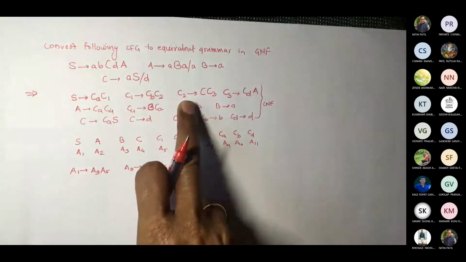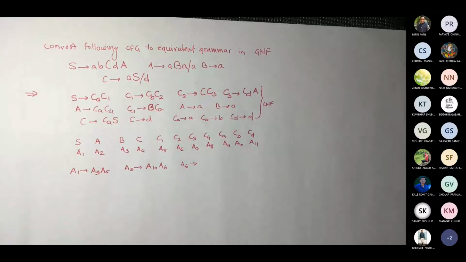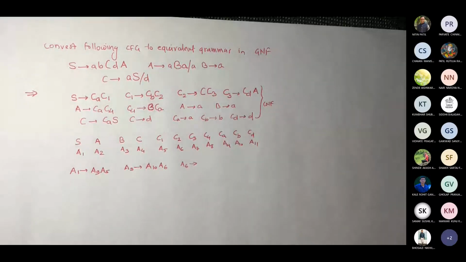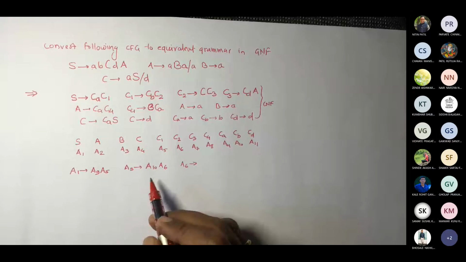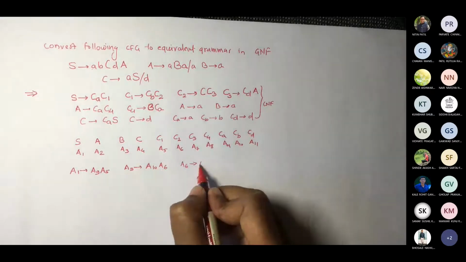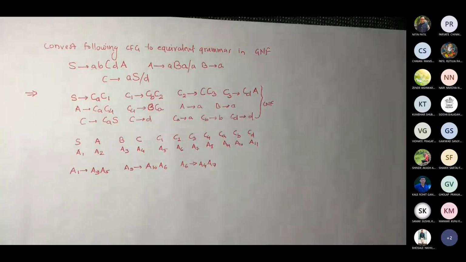Manisha, you have to tell me this one. C2 gives C C3. A6 gives A7. It is C3, right? So what would it be first? C is what? C is A4, correct? A4 and C3, A7. Fine.